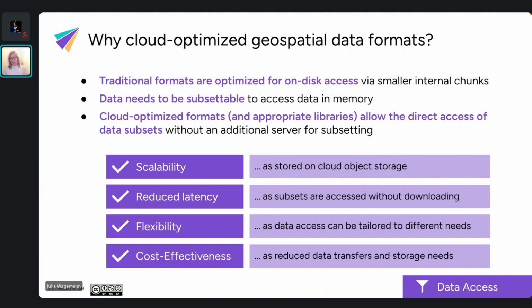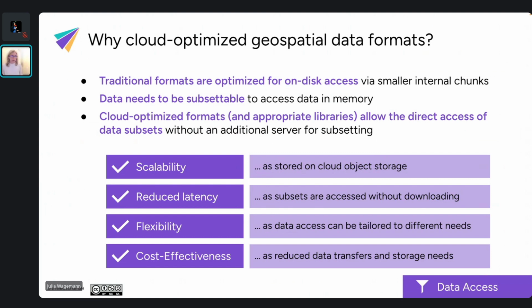And these cloud optimized formats allow the direct access of these subsets without an additional server that is needed that subsets the data in the end. And this gives a set of benefits. First of all, we can scale because it is not on disk anymore, but it is stored on cloud object storage. It is more flexible because we can tailor the data access to specific needs.